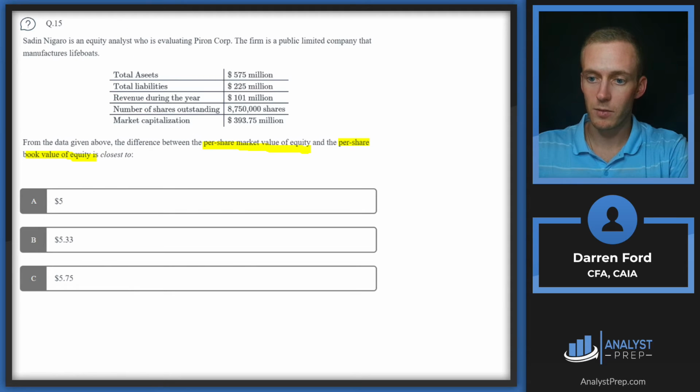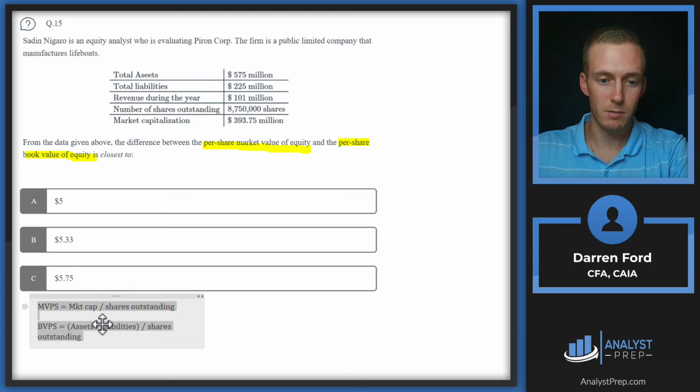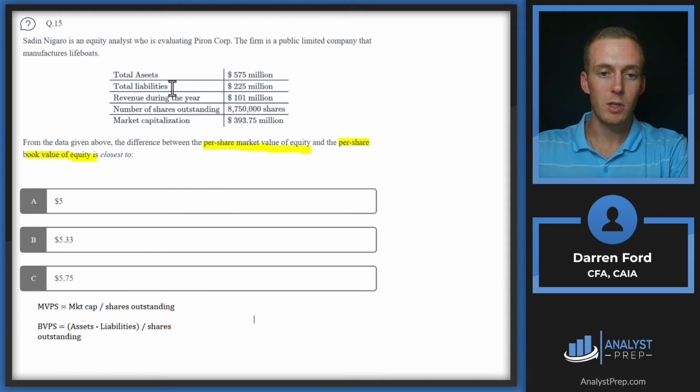which, let me just pull these formulas in here. So we've got market value per share. That's what MVPS stands for, which is just going to be that market cap, 393.75 million over the shares outstanding. And then book value per share, BVPS, is going to be our assets minus liabilities over those shares outstanding. So we're given all the information we have here. We're just going to need to calculate these two out and then subtract them from each other. And just to note, the revenue thrown in there is not going to be relevant or used for this.